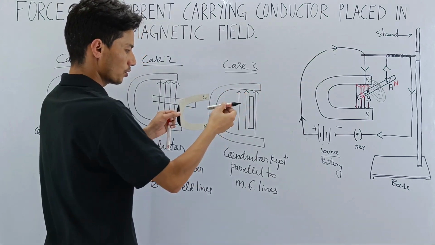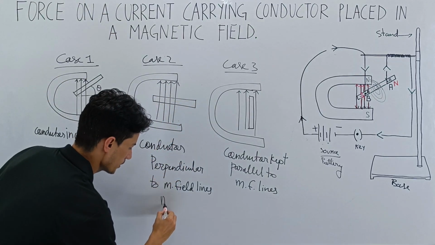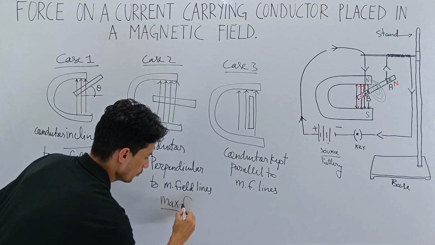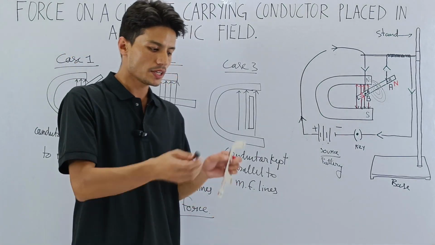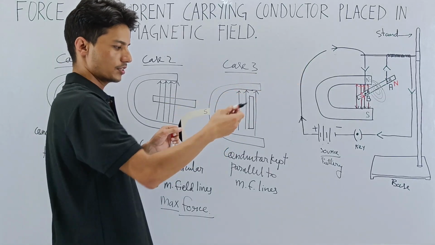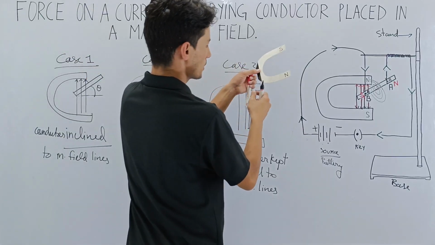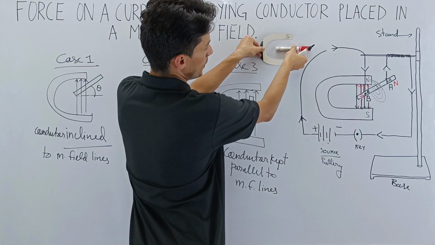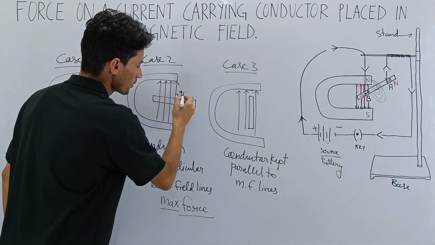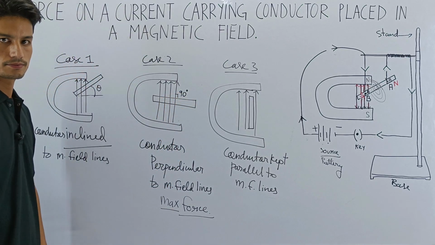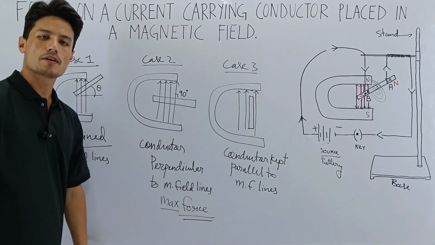whether towards the right or towards the left, maximum deflection you will experience in case 2 here. So here you'll get maximum force. Remember this one, very important. When will the conductor experience maximum force, towards the right or towards the left? It will be when the conductor is kept like this, perpendicular to the magnetic field. When the angle is 90 degrees. This is 90 degrees. Remember this one, very important. So when the conductor is kept perpendicular to the magnetic field, we will experience maximum force.